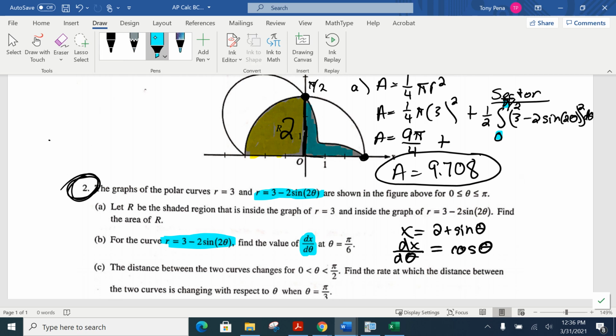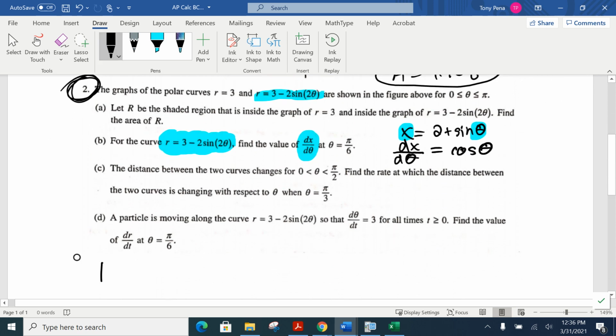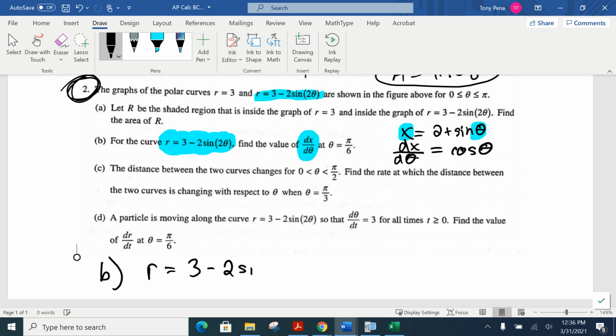But the only way I'm going to get dx d theta is if I have x's on the left and theta's on the right. If you look at your equation that you're given, we don't have x's on the left. So this is a little hidden way of testing you on your conversions. So B we'll do down here. If I do r equals 3 minus 2 sine of 2 theta, if I want this to be dx over d theta, I want nothing but x's and thetas in this problem. Nothing but x's and thetas in this problem.